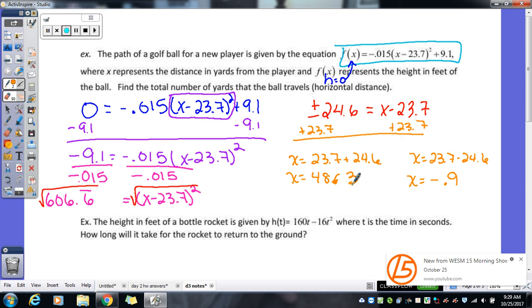So are we going to keep both of those? No. I mean, we're going to assume he's a decent golfer and his ball didn't go backwards. So we wouldn't want the negative. Yeah, he's new, but we're still going to give him the benefit of the doubt that it didn't go backwards. So did they give us, yeah, here, yards. So it was 48.3 yards. That's how far his ball went.